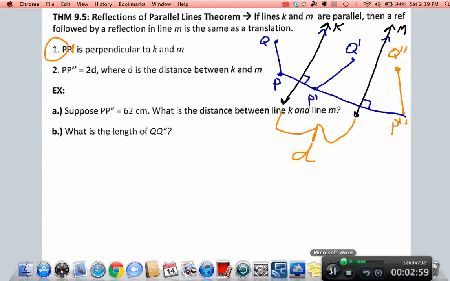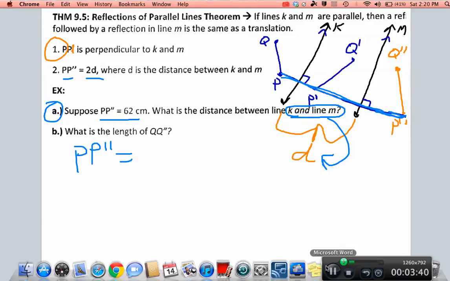Okay, so we've got two very important things going on. One, this P double prime here, this line is perpendicular to the two parallel lines that we start with, and maybe even more important, P double prime here is equal to 2 times D. So let's see how that would kind of shake out. Part A, suppose P double prime is 62 centimeters, and I want to find the distance between line K and M. Well, remember that this distance between line K and M, right here, I'm actually asking for D. That's what I want.